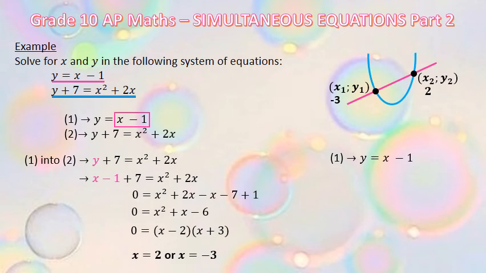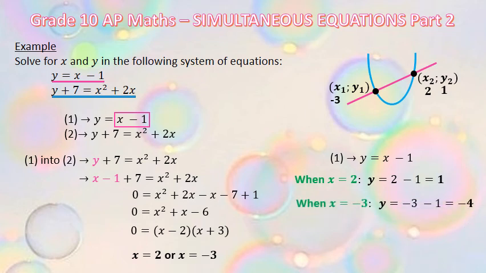You can choose equation 1 or equation 2. It really doesn't matter. I just choose the simpler equation for the sake of easy substitution. So y equals x minus 1. We know that x is possibly 2 or x is negative 3. When x is 2, we can replace the x in x minus 1 with 2 minus 1, and we get a corresponding y value of 1. When x is negative 3, using the same equation 1, y equals x minus 1, we can replace x with negative 3, and we end up with y equals negative 3 minus 1, which gives us negative 4.